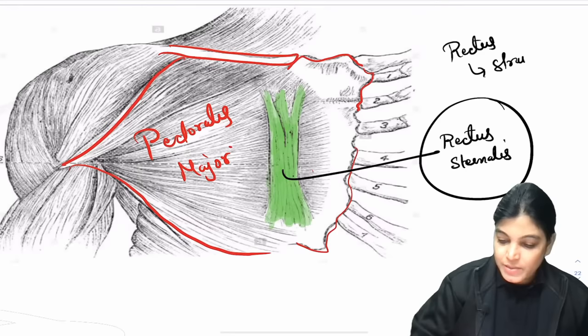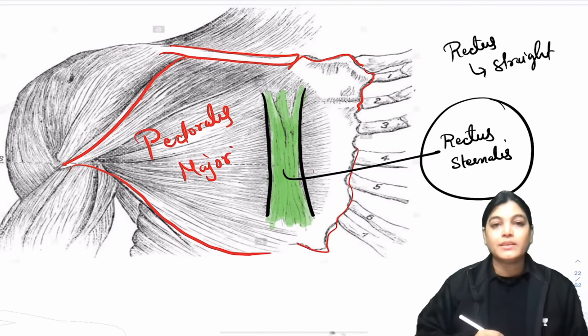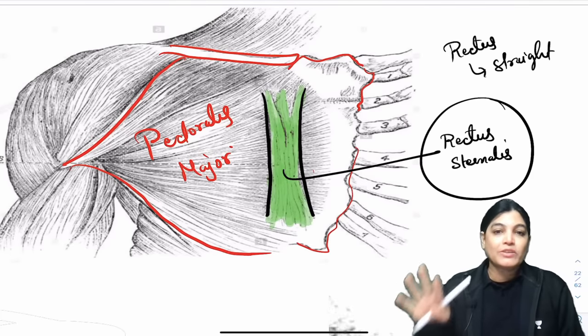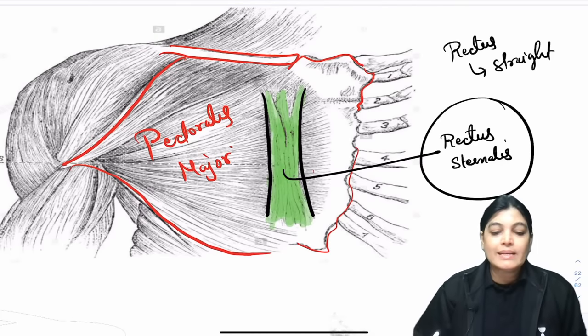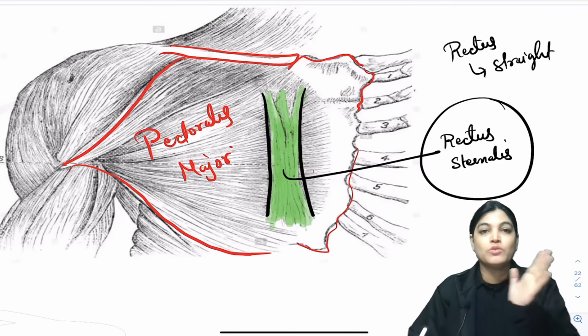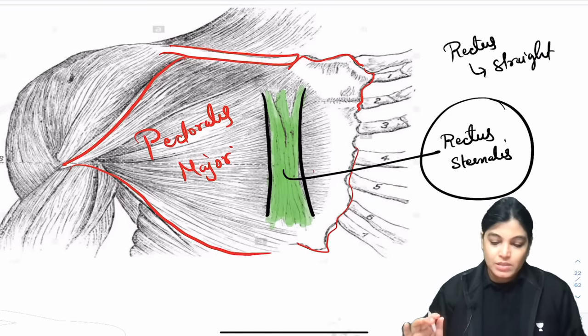The word rectus means straight. Here you can see that this muscle is straight and it is running superficial to the pectoralis major muscle. It is lying more superficial on the medial aspect of the pectoralis major muscle. So this is one thing.